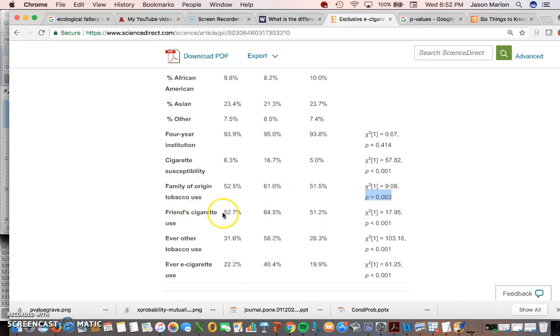What about if they had friends who used cigarettes? In the overall population, 52.7% of the people studied had friends who used cigarettes. Among those who initiated smoking, 64.5% had friends who smoked, versus 51.2% who had friends who smoked but did not initiate smoking. So the p-value is less than 0.001, so very strongly significant, clearly below 0.05. Other tobacco use, if they've ever used something other than cigarettes or e-cigarettes, like chewing tobacco, these folks 58.2% versus these folks 28.3%. Maybe hookah, whatever. So again, a strongly significant difference.